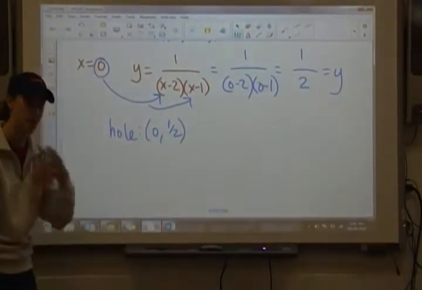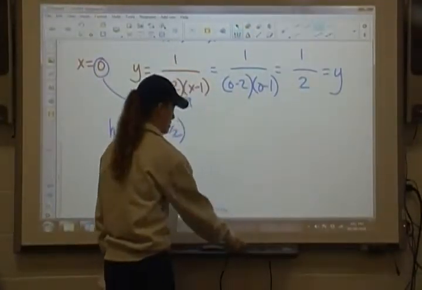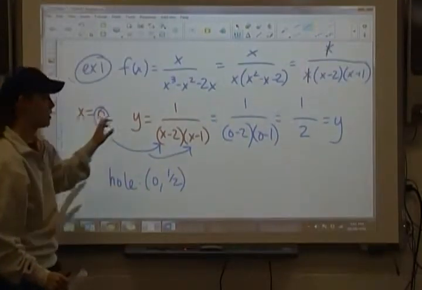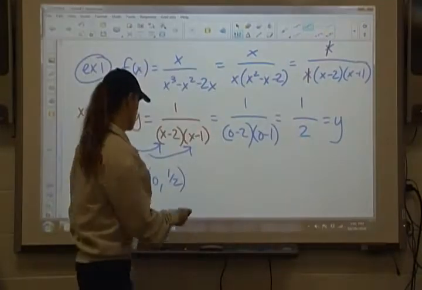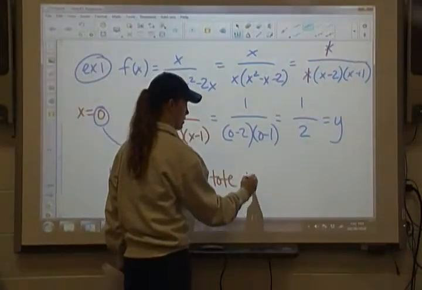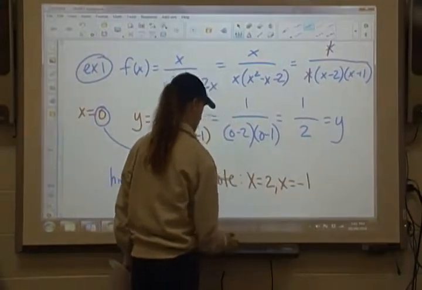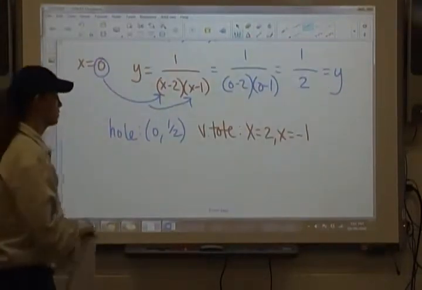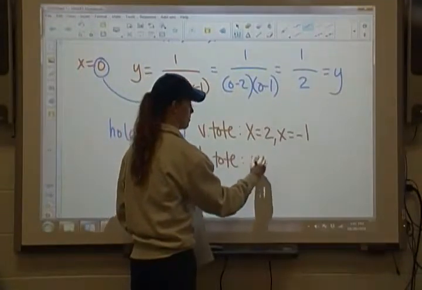Now we can still identify the vertical asymptote, horizontal asymptote, and solutions as well, if there's any. In this case, our vertical asymptotes, there would be 2 of them. That's what's left over. So our vertical asymptotes are going to be x equals 2 and x equals -1. This equation is bottom heavy, so that means that our horizontal asymptote is going to be y equals 0.